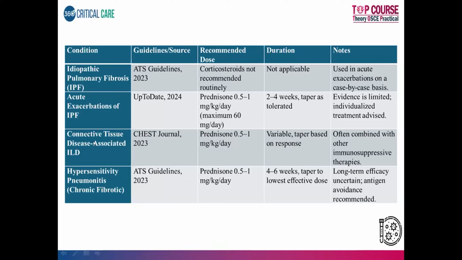Coming to connective tissue disease associated ILD, like SLE-associated ILD, you can give prednisolone at a dose of 0.5 to 1 mg per kg per day and then taper it. It is often combined with other immunosuppressive therapies. And coming to the last one, hypersensitivity pneumonitis, you have to give prednisolone for a longer period, 4 to 6 weeks.